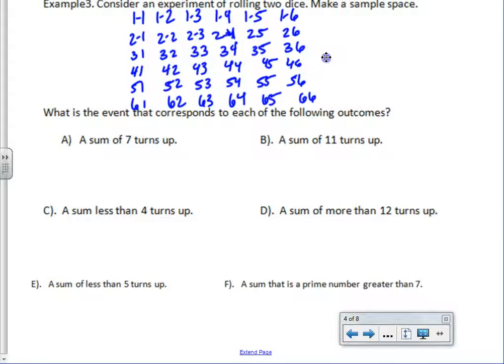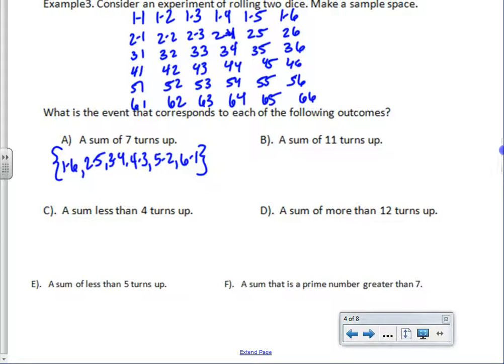So the question is, what is the event that corresponds to each of the following outcomes? When I say what is the event, we're actually going to write out the outcome itself in set notation. A sum of 7 turns up. That could be as simple as a 1, 6. That could also be a 2, 5, a 3, 4, a 4, 3, a 5, 2, which is different from a 2, 5 because of the 2 die, and then also a 6, 1. So there's 1, 2, 3, 4, 5, 6 different times that a 7 sum showed up.